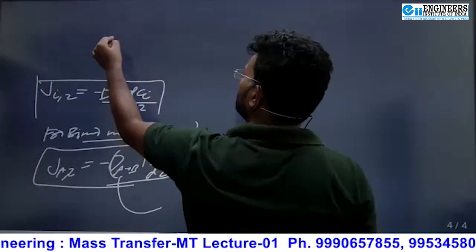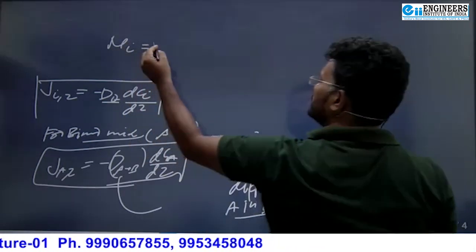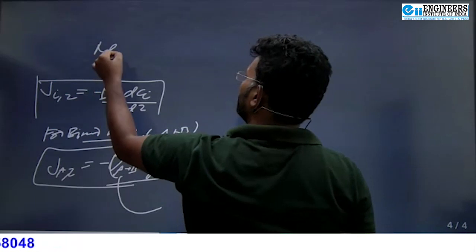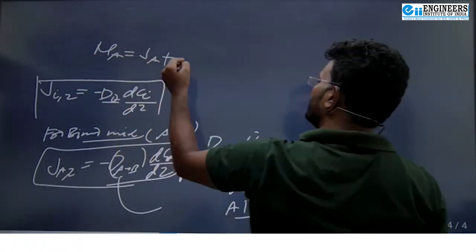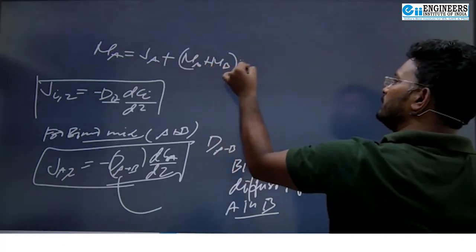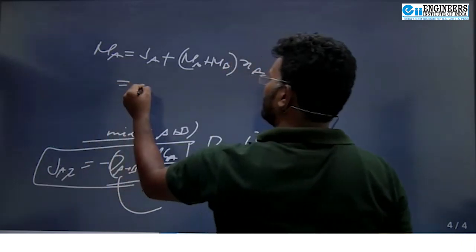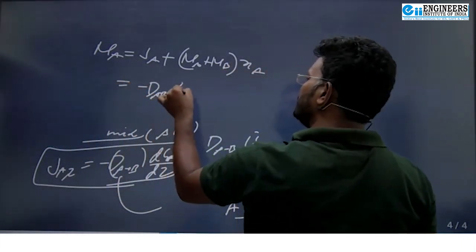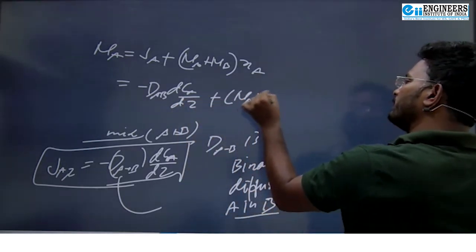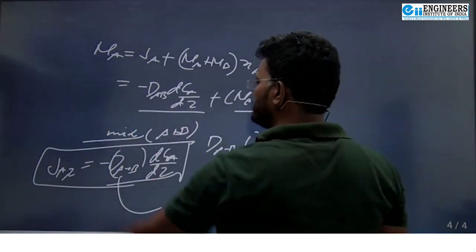Then you know I can write Ni, that is NA, is equal to JA plus (NA plus NB) into XA, or YA for the liquid phase. Then NA equals minus D_AB into dCA upon dZ plus (NA plus NB) into XA. This is the bulk flow contribution, and the other is the diffusive flux contribution.